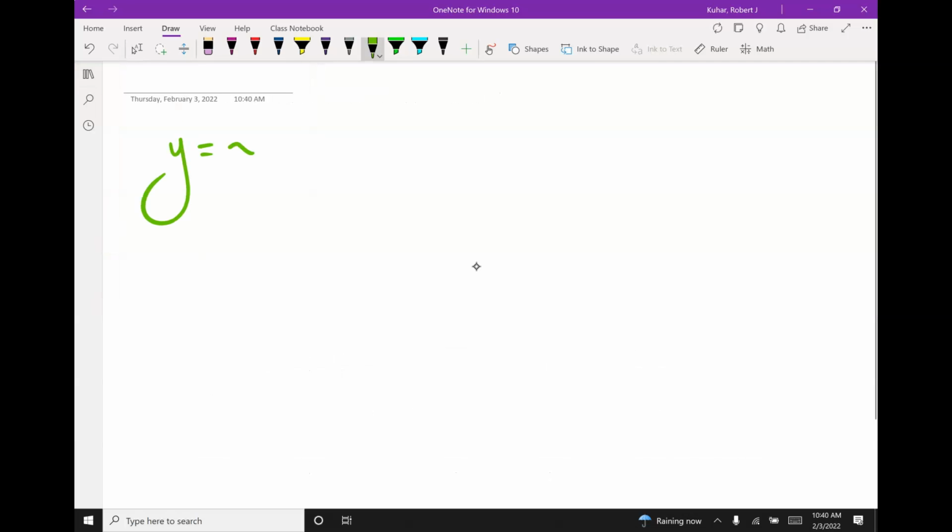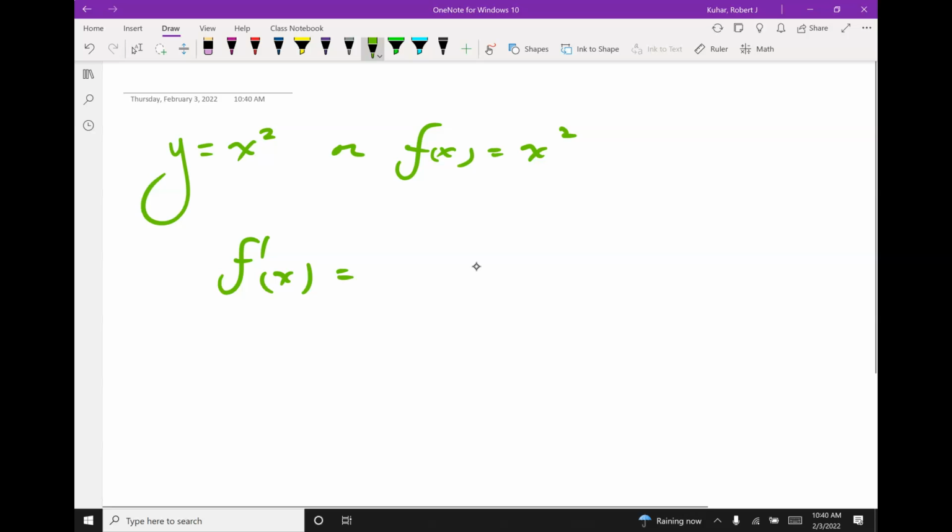If y equals x squared, or f of x equals x squared, f prime of x is what? Who knows the shortcut? 2x. Good. Anybody else know that? Yvonne, Ryan, nice. So the two of you are going to be bitching to me about the long cut. Go ahead, get it over with now. Do I have to do it? Yes, you have to do it.